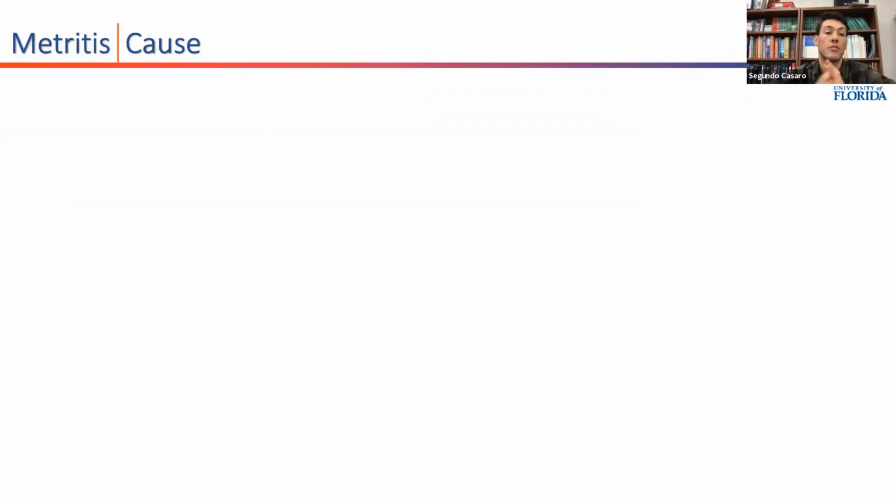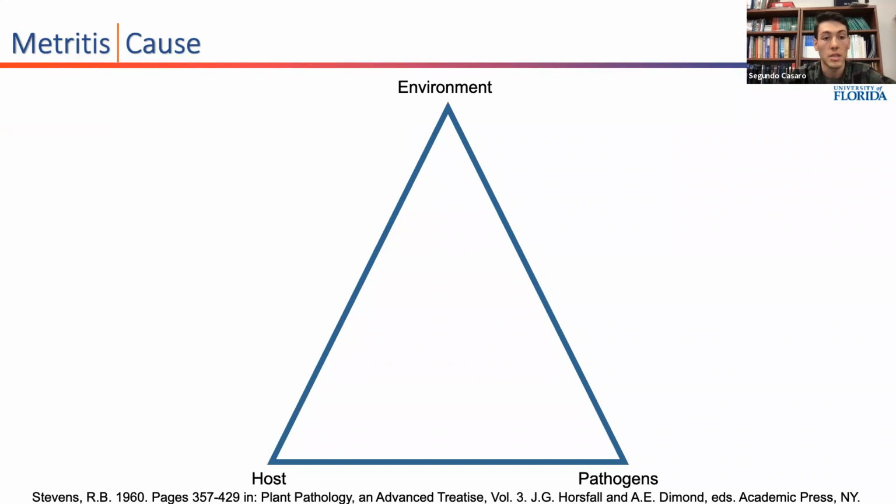Now, regarding the cause of metritis, it is known that metritis is a multifactorial disease. One way to explain this disease is with the disease triangle, in which the environment, the pathogens, and the host play a role in the development of metritis. Not much has been studied about the environment, but some studies have found that, for example, metritis incidence is higher in cooler months, while others have found that the incidence increases in warmer months. And other studies found no difference between the different seasons.